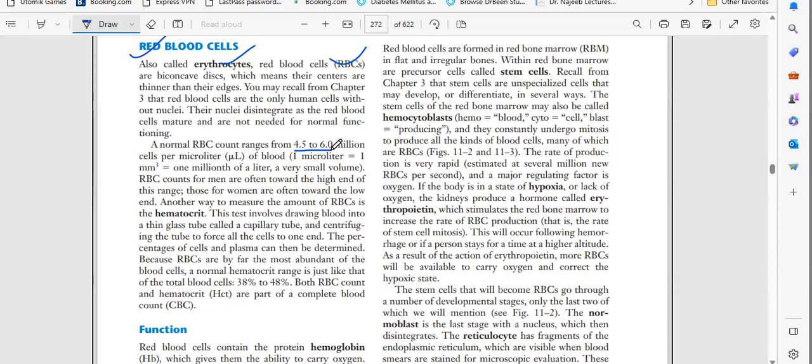So what is the normal range of RBC? That is nothing but 4.5 to 6.5 million per cubic millimeter. But in some women it is normal at 3.5 to 5.5, because they have monthly periods, so that is the reason.